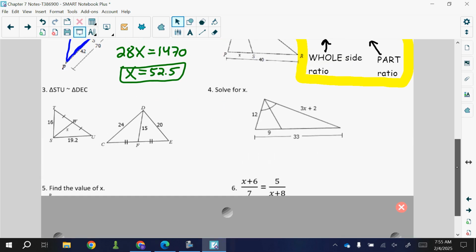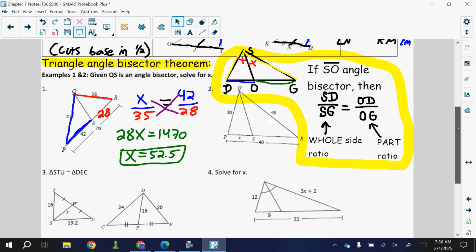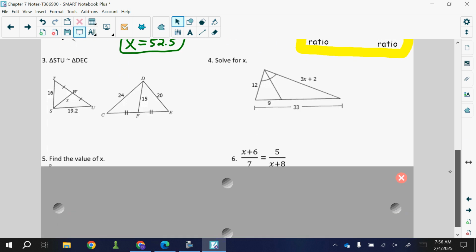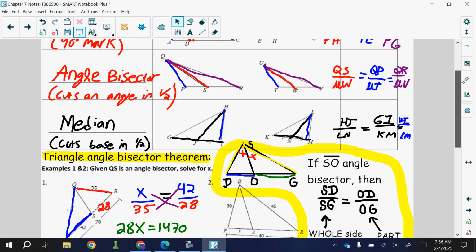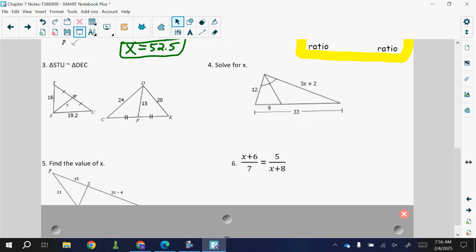On this unit, to know when you're going to use what: when I have one triangle and an angle bisector that splits it into two smaller triangles, I'm going to use the triangle angle bisector theorem. When I just have two separate triangles, I'm going to use common scale factors like we went over at the very beginning. Number 3 says triangle STU is congruent to triangle DEC, and it doesn't say it, but I think it's safe to say it means for us to solve for X. So just start setting up a ratio.